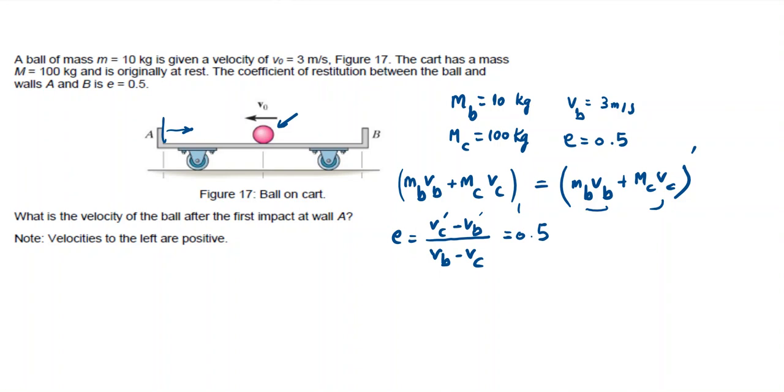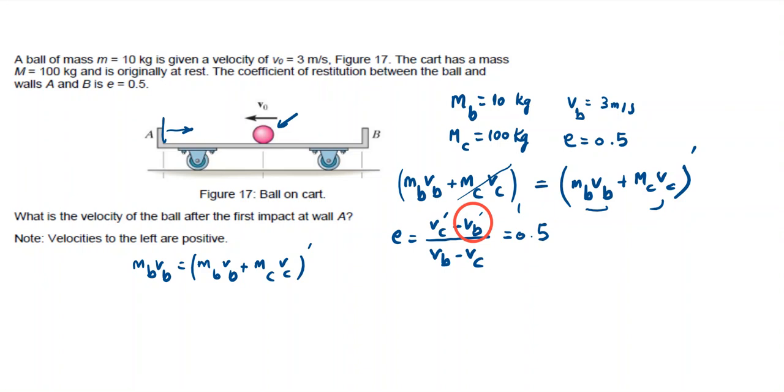What do we want to find out here? We want to find out the velocity of the ball here. So at stage one, the velocity of the cart is zero, so it doesn't have any velocity. So I would say MB VB is equal to MB VB prime plus MC VC prime.